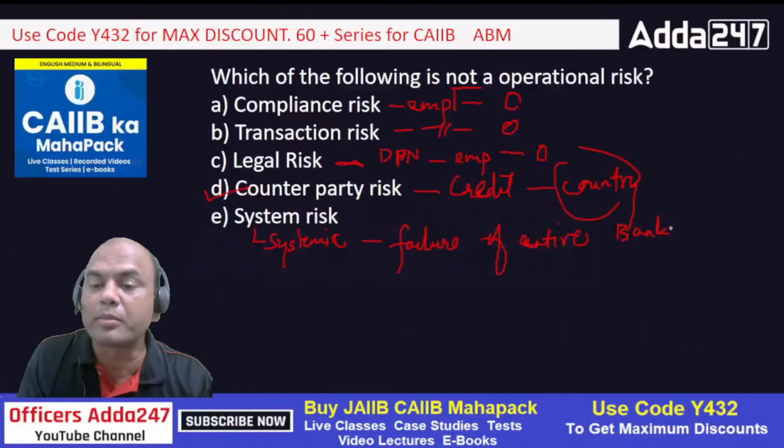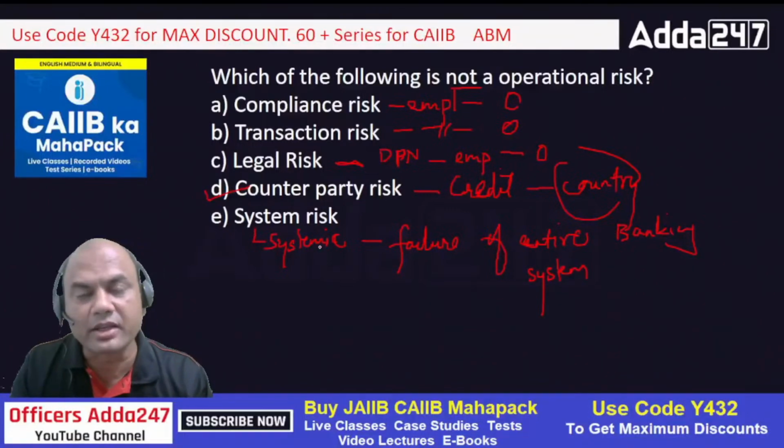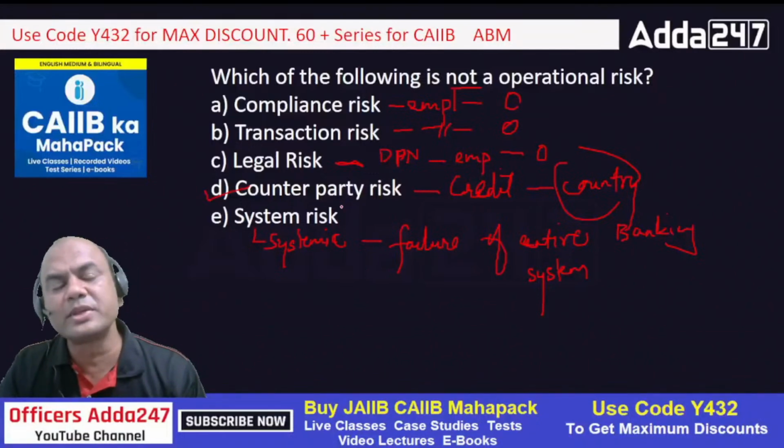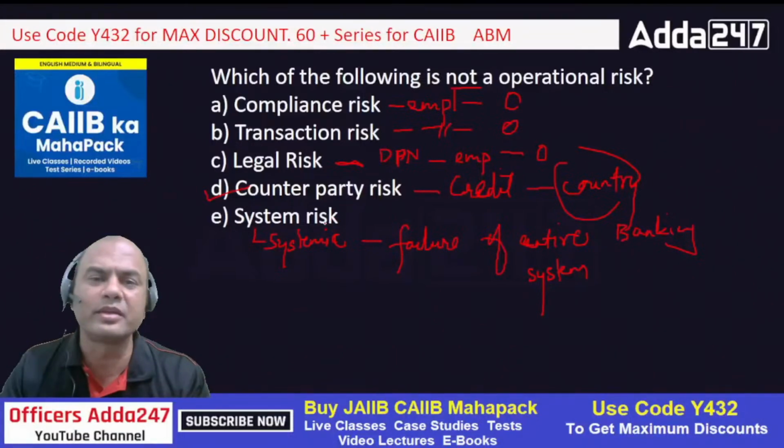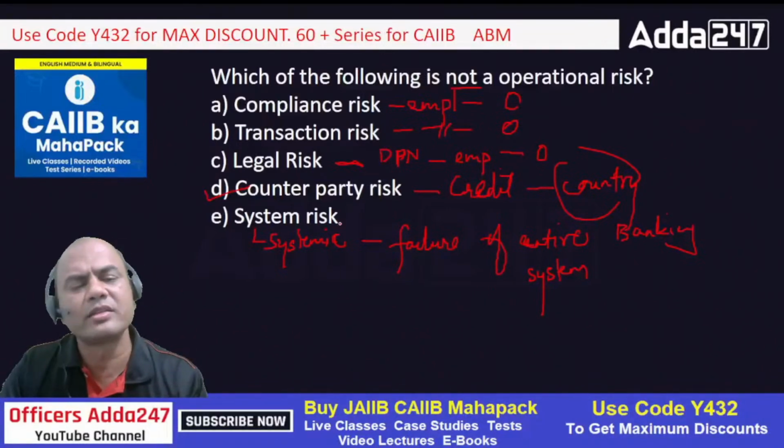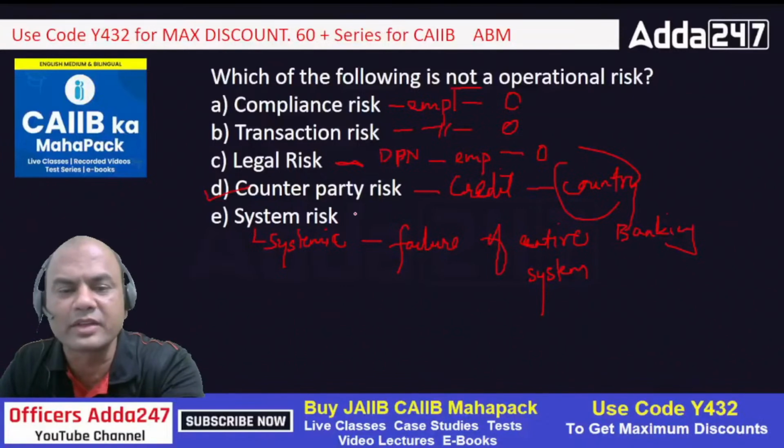Banking system, not bank, okay? System means all the banks fail. All. That is systemic risk, okay? System risk means it is related to your bank only. Your system is not working, link is not working, entry not done. So that's a part of the system. Okay, so that's a part of operations.